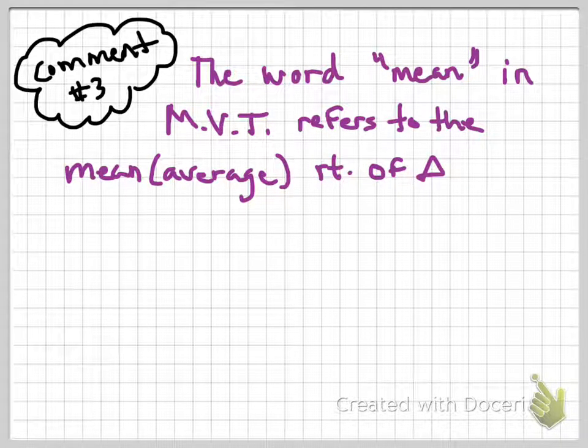Comment number 3, the word mean in MVT, mean value theorem, refers to the mean average. So when we're saying mean value theorem, you're thinking average rate of change theorem. It's an average theorem. So it's all about saying that the instantaneous and the average equal each other.